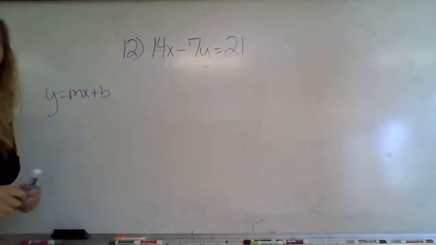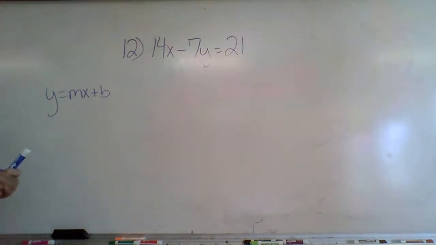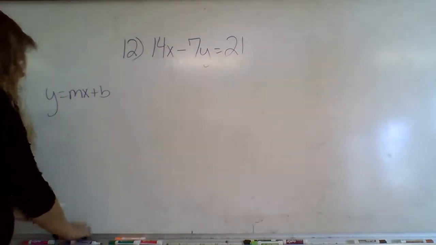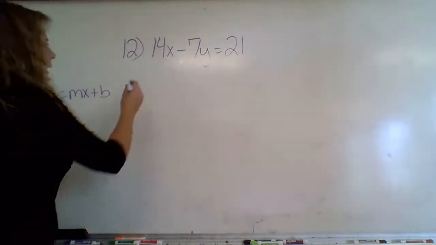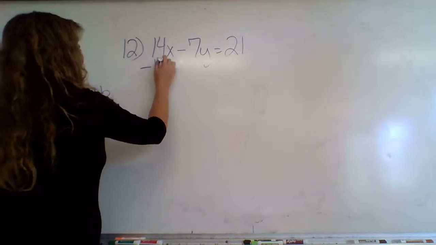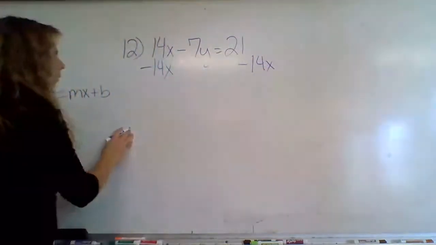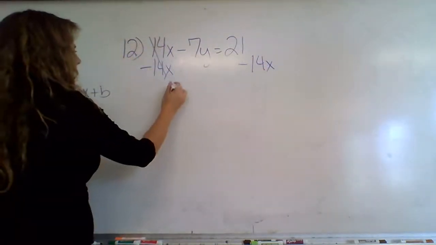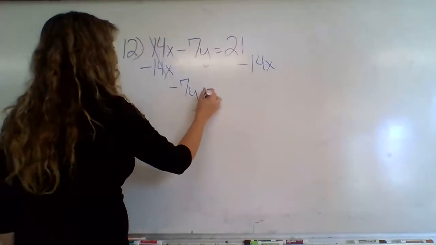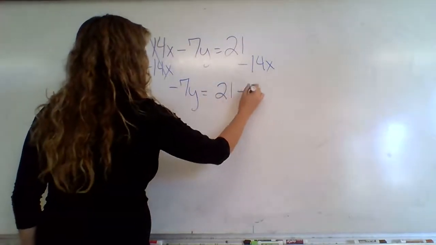Okay, I'm going to skip ahead to number 12. This is the last problem on your homework. Same instructions as number 9. You're rewriting it into this form. So we want to get y by itself on one side. Okay, so here we go. We're going to start out by subtracting 14x from both sides. Let's get rid of that. These cancel. So you're left with negative 7y equals 21 minus 14x.